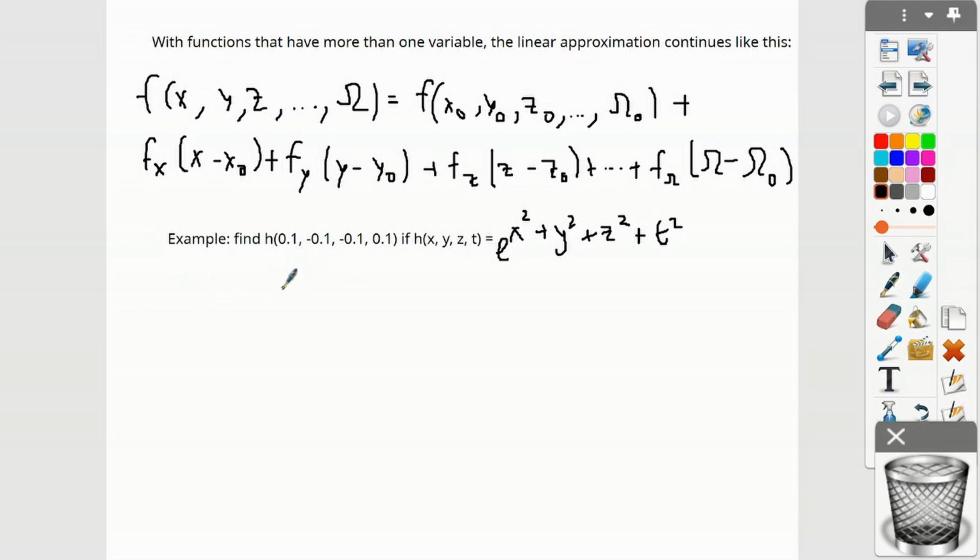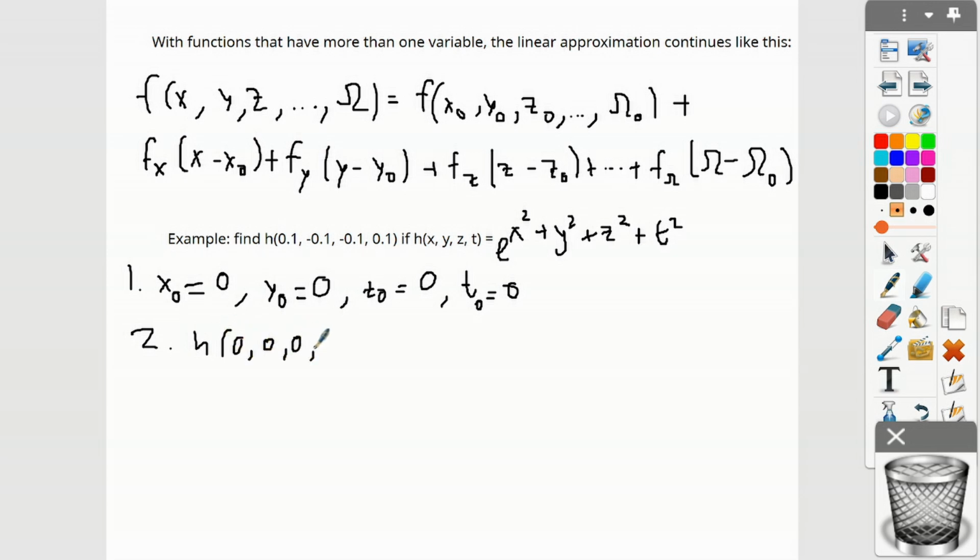So how do we do this? We do this exactly the same way that we've been doing it, just with more variables now. So what do we end up getting? We have to first declare that these are your variables that you're going to use for the linear approximation, and they're all going to be 0 because these numbers are really close to 0, right? 0.1, negative 0.1. 2 is, let's find h of 0, 0, 0, 0, which is e to the 0, which is 1.